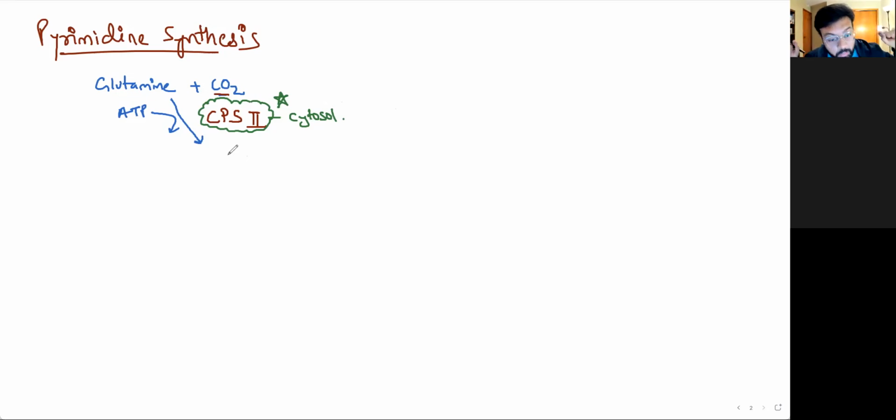This is in cytoplasm. CPS2 is in cytoplasm, CPS1 is present in mitochondria. So put a side note somewhere: carbamoyl phosphate synthetase 1 in mitochondria. And where is CPS1 used? Anybody? Urea cycle. Very good. It is used in the urea cycle. So now you know CPS1 is a problem of the urea cycle.